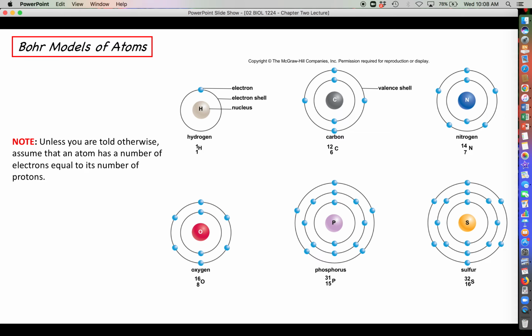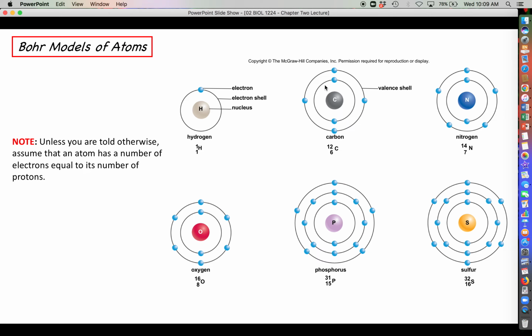So in this diagram, you can actually see a system of visualizing electron organization, which is called the Bohr model of atoms. So basically, if we look at some of the examples here, hydrogen, which only has 1 electron, is only going to have 1 electron shell or 1 energy level, because that first energy level holds 2 electrons, and since hydrogen only has 1 electron, we do not need more than 1 energy level to contain that 1 electron.